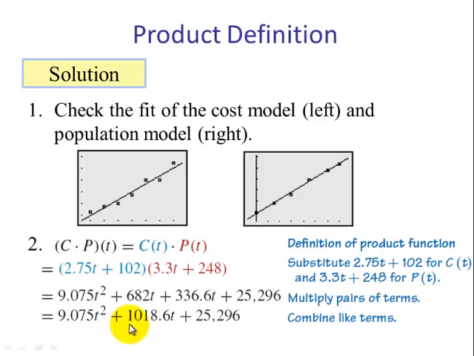9.075 t squared plus 1018.6 t plus 25,296.